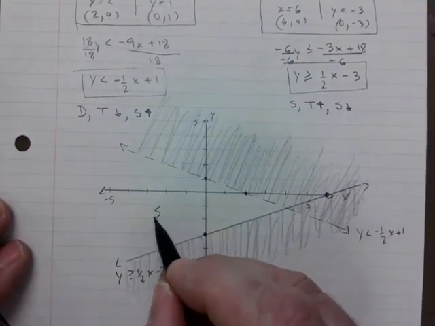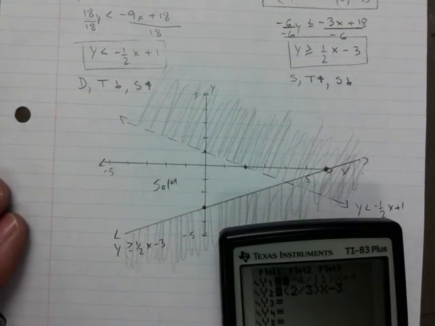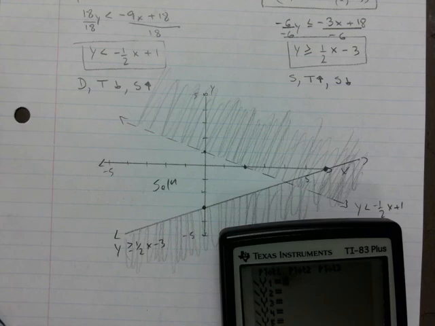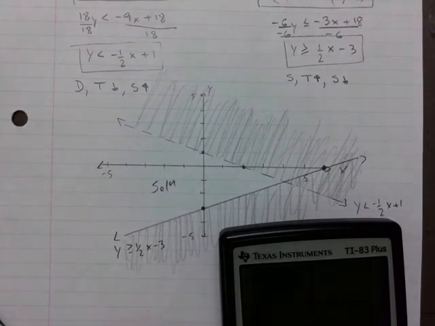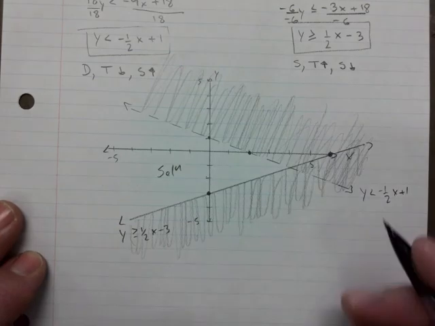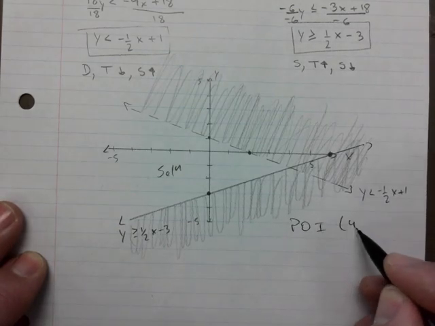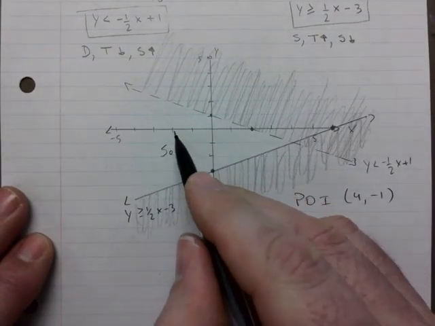Okay, solution, point of intersection. So one is -1/2 x plus 1. The other one is 1/2 x minus 3. Should all fit on our screen. Looks about the same. Trace, 5, enter, enter, enter. 4, -1. And a possible solution is (-2, -1), let's say.